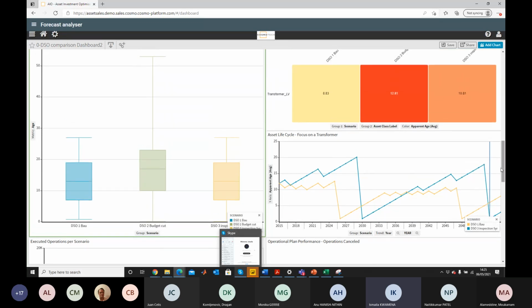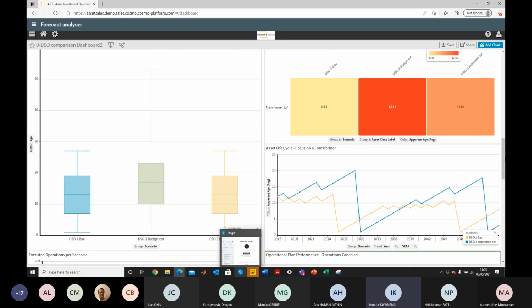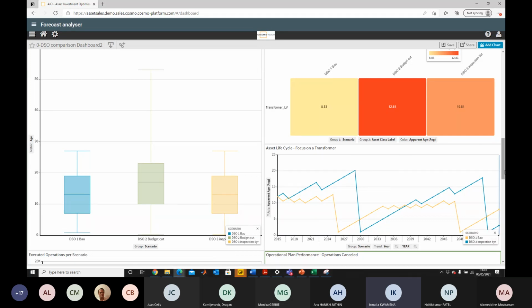Okay, I'll move on to this graph down here at the bottom. Looking at this graph at the lower right corner, this describes the asset life cycle over the years. First, we look at the scenario which we are currently using, the business as usual scenario. The reason why these lines are going up and down is that the apparent age of the asset is going up and down.